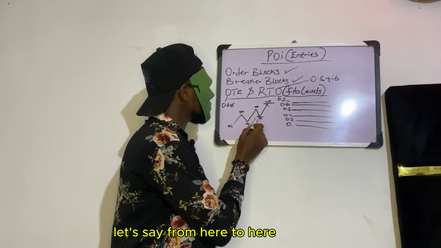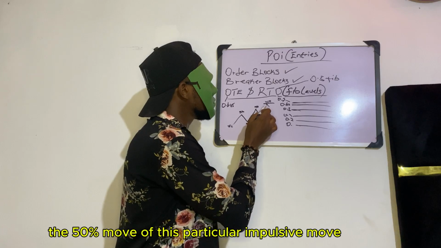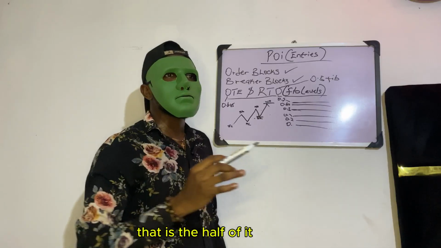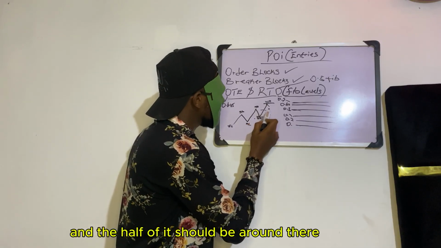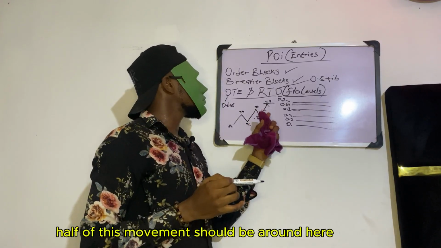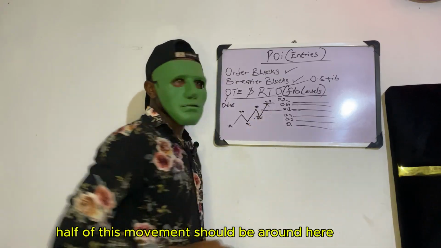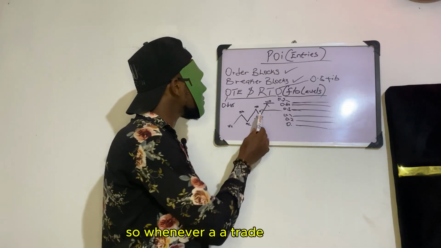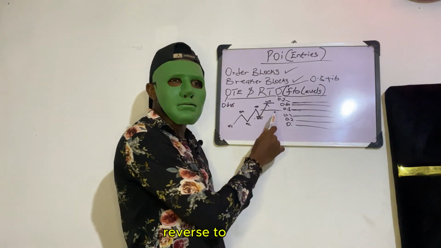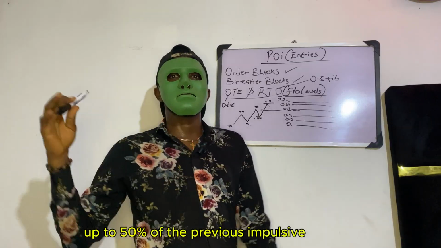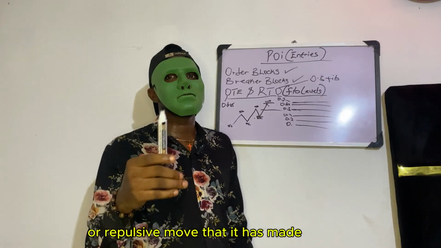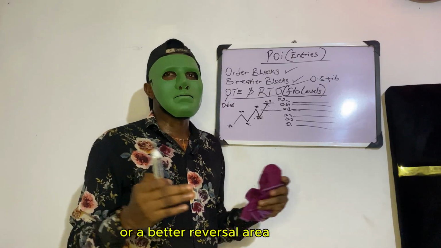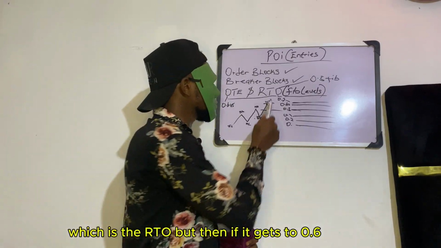Let's say from here to here, the 50% move of this particular impulsive move, that is the half of it, and the half of it should be around there. Half of this movement should be around here. So that is where 0.5 is actually placed. Whenever a trade reverses up to 50% of the previous impulsive or repulsive move that it has made, it has gotten to at least a favorable or a better reversal area, which is the RTO.